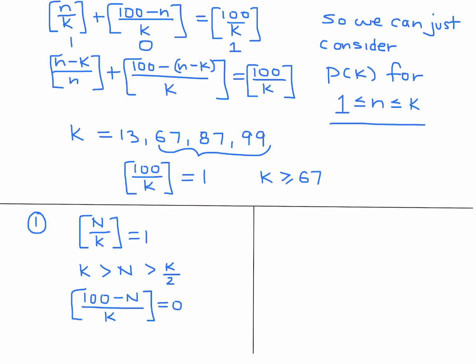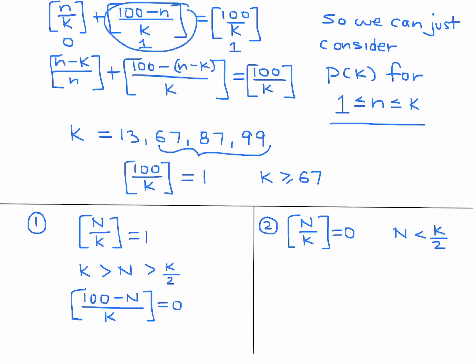Now let's look at the other scenario, which is when this is 0 and that is 1. So now n over k is 0 and this is 1. So that means in my second scenario, I'm setting n over k equal to 0. And that is true when n is less than k over 2, right? If n is less than half of k, n over k will be less than a half, and the closest integer to that is 0.